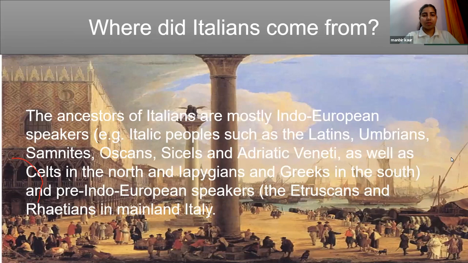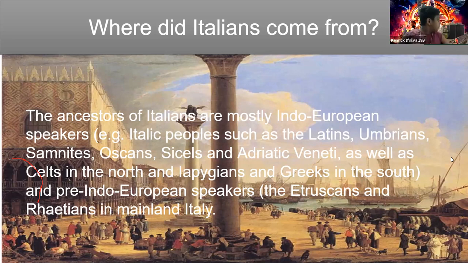Where did Italians come from? The ancestors of Italians are mostly Indo-European speakers, for example the Italic peoples such as Latins, Umbrians, Celts, and Oscans. These were in the north, and the Greeks in the south, and pre-Indo-European speakers in mainland Italy. Next slide.